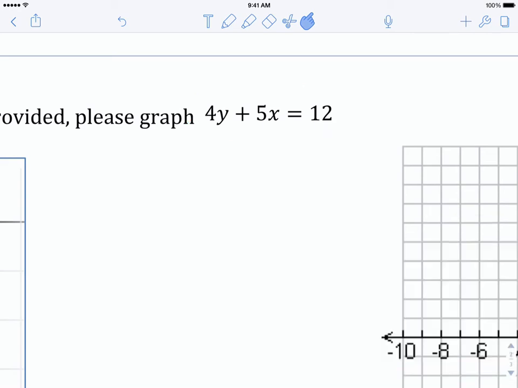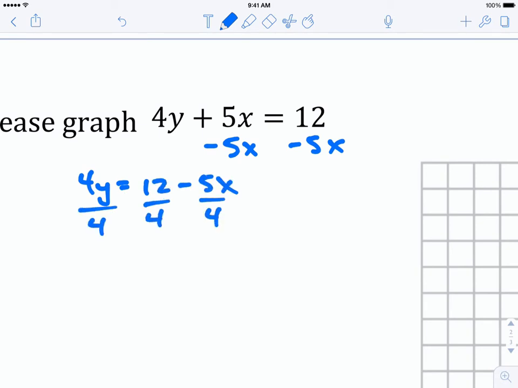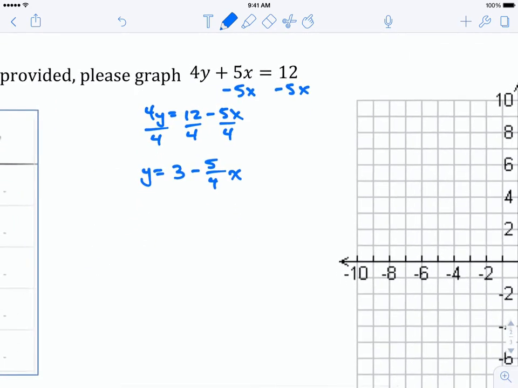Okay, so what I think we really want to do is transform this into y equals, in particular, slope-intercept form. So we're going to want to just solve for y. Let's go ahead and subtract 5x from both sides. 4 times y equals 12 minus 5 times x. Let's divide both sides of this equation by 4. y equals 3 minus 5/4 times x. Awesome. So now we have a nice slope-intercept form of the linear equation.